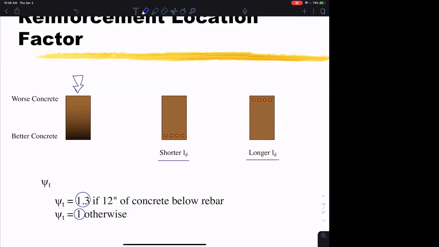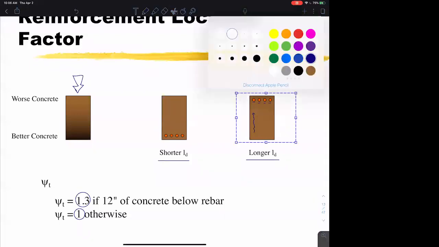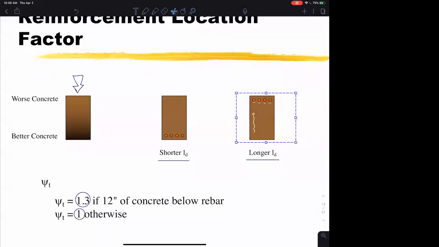Another thing that happens, I forgot to mention last time: bubbles come to the top, and they can accumulate underneath your bars. So I should have made that white, bubbles. In this case, the factor is 1.3, and otherwise the factor is 1. And then all these factors, if it's good, it's 1. If it's bad, it's greater than 1.